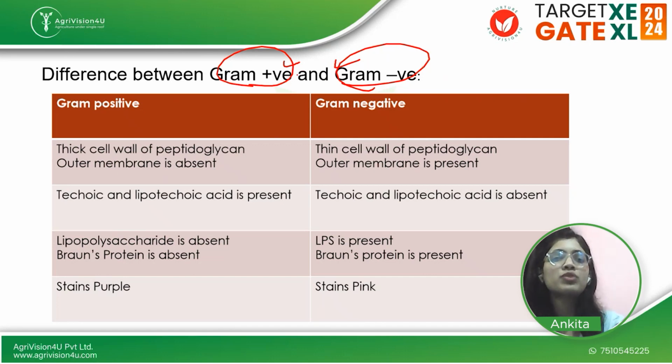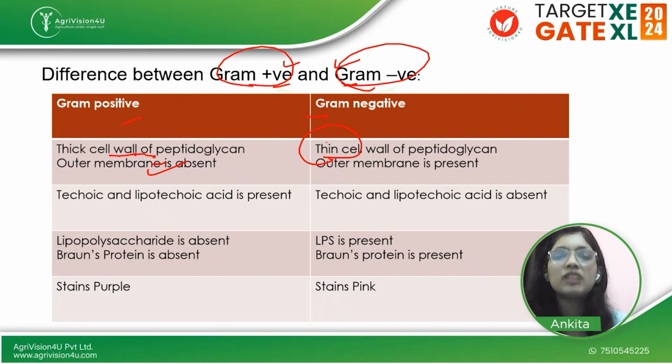Now, to understand the difference between gram positive and gram negative, this is the basic term. Probably you may be aware of this already, but we are repeating it here. Gram positive bacteria have a thick cell wall of peptidoglycan. Their cell wall is made up of peptidoglycan, and the outer membrane is absent in them. While in the case of gram negative, there is a thin cell wall. You should remember this.